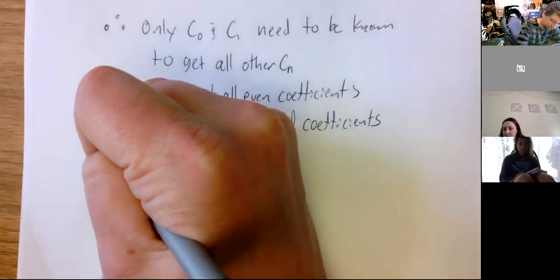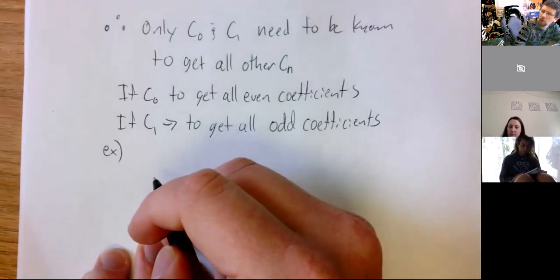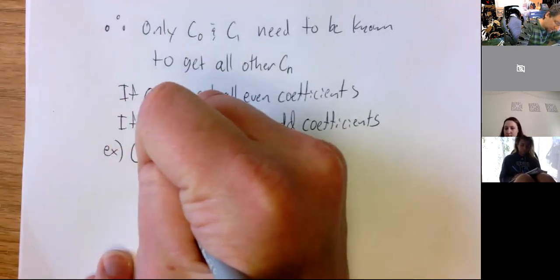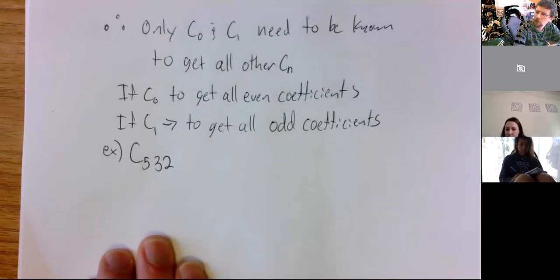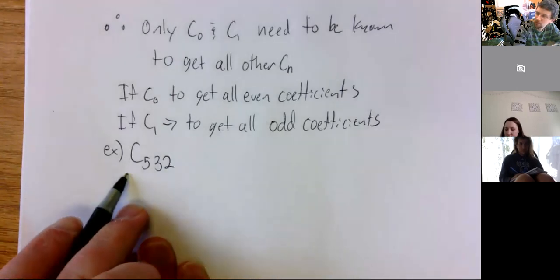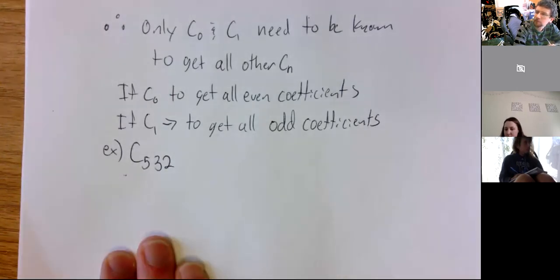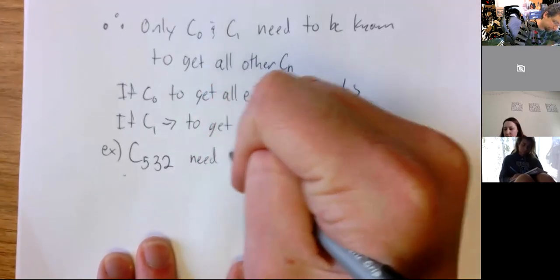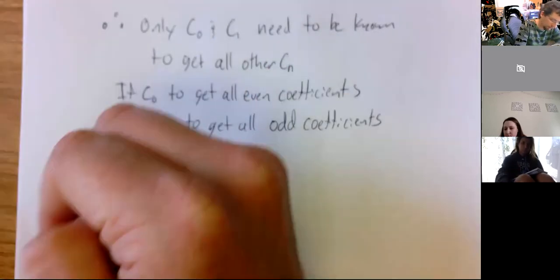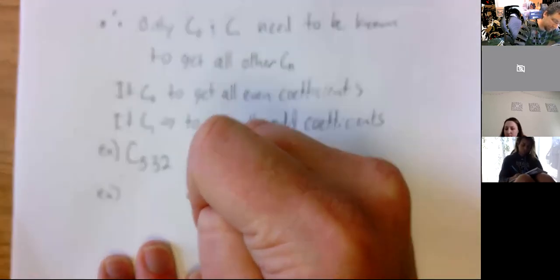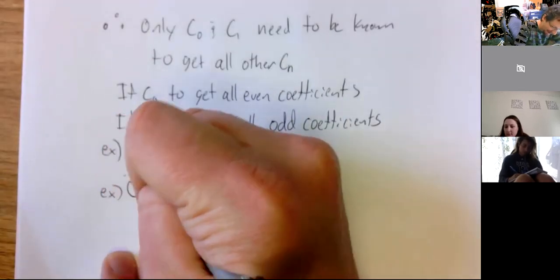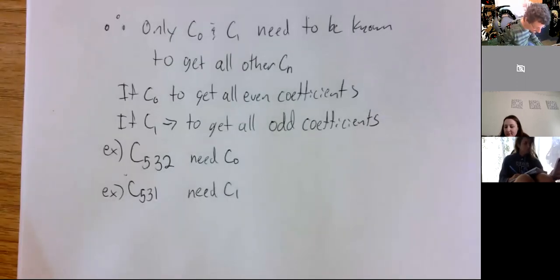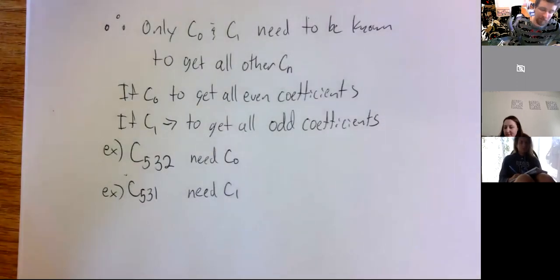So as an example, if we wanted to know, let's say, C532, what coefficient do we have to know to solve for that? C0. Yeah, we have to know C0. Could you give me an example of one where we'd have to know C1? 531. Okay. Very creative. Yeah. Cool.